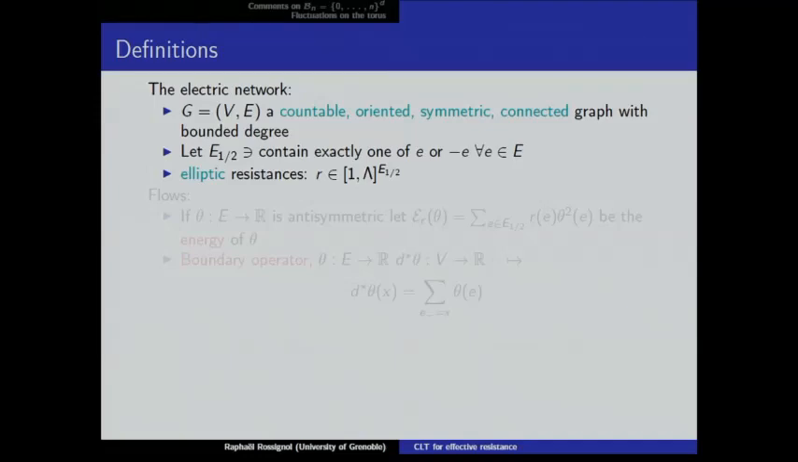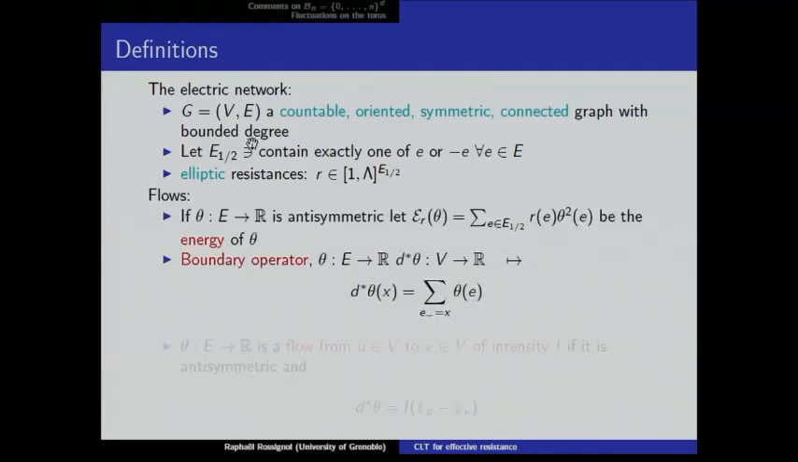What does symmetric mean? Since it is oriented, I allow both edges to occur in both directions. Every edge occurs in both directions in E, but then I define E1/2 to be just one of the orientations, so each edge occurs with one of them. And then I take some deterministic, for the moment, elliptic resistances on the edges.